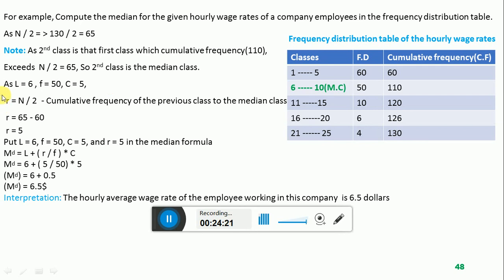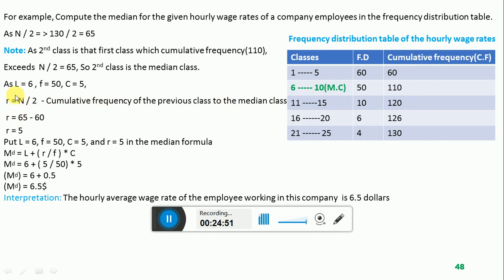Now we will identify R. As I told you, R represents the required number of data items that the statistician needs from the median class to reach the cumulative frequency n over 2. So the formula is: R is equal to n over 2 minus the cumulative frequency of the class previous to the median class.